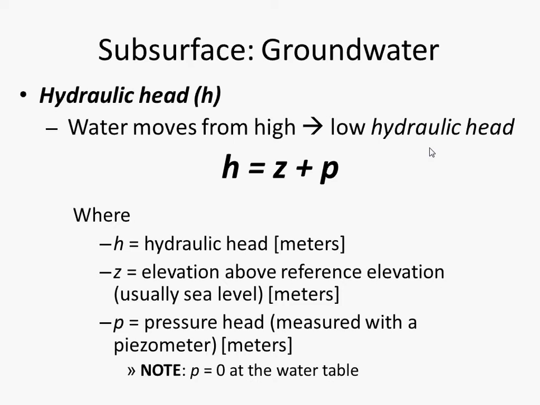This will come up again in a moment, but just remember that pressure head is 0 at the water table, and that's because there's no pressure head. Essentially it measures the pressure of overlying water, so at the water table there's really no overlying water, so that pressure is 0.